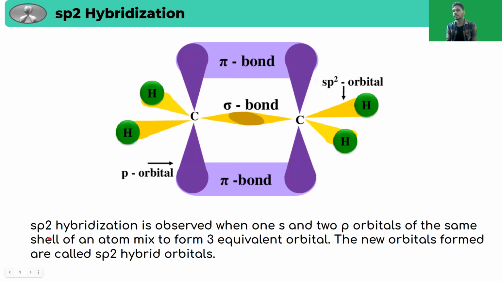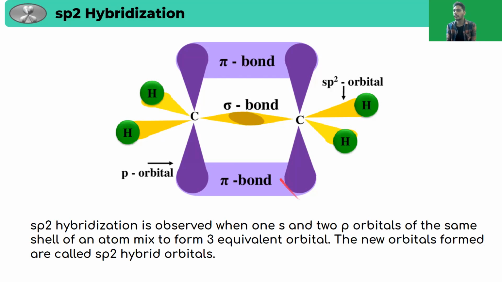So sp2 hybridization is observed when one s orbital and two p orbitals combine. What is the carbon valency? 4. So out of that, 1, 2, 3 go here. So that is a double bond actually. A pi bond is a double bond. So one s orbital and two p orbitals of the same shell of an atom mix to form three equivalent orbitals. The new orbitals formed are called sp2 hybrid orbitals. What is sp2? One s and two p orbitals. When they combine, it gives rise to sp2 hybridization.